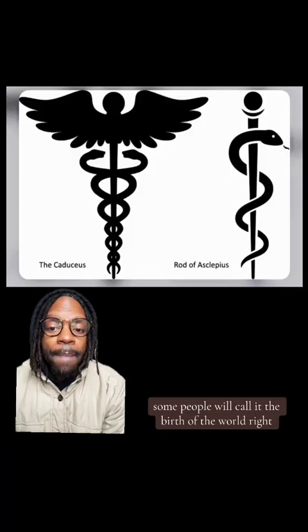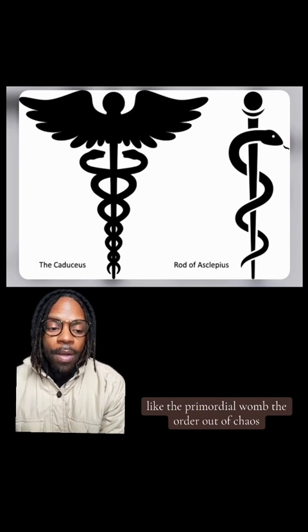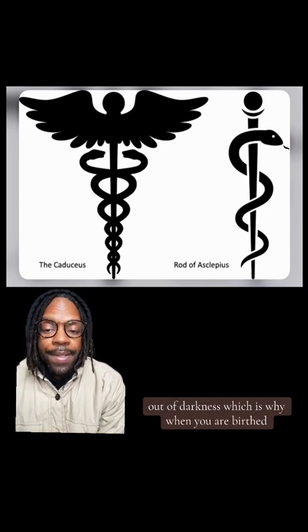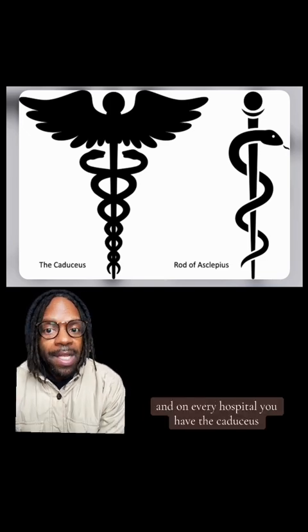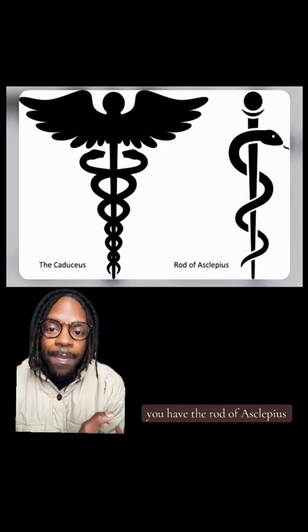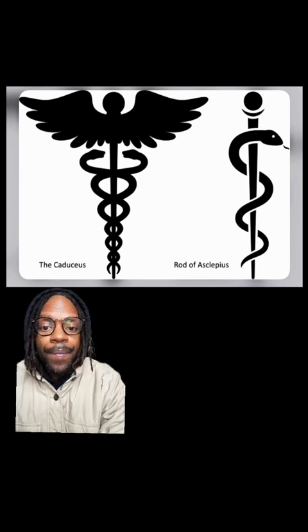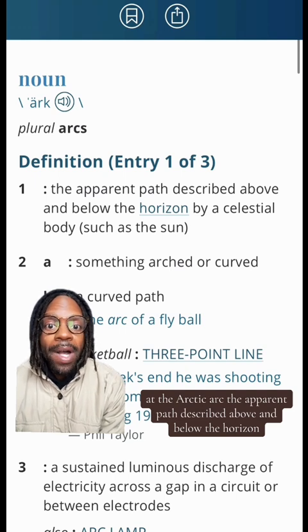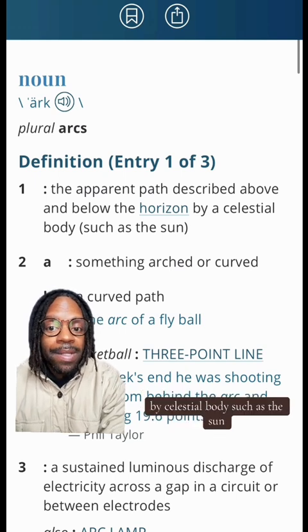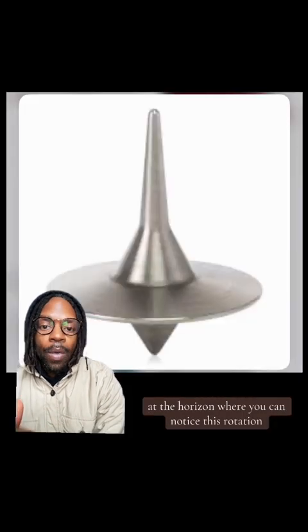Some people will call it the birth of the world, right? Like the primordial womb, the order out of chaos, out of darkness, which is why when you are birthed at a hospital, on every hospital you have the caduceus and the rod of Asclepius. And what this symbolizes is that pole at the Arctic. Arc, the apparent path described above and below the horizon by a celestial body, such as the sun. That's why the pole is in the Arctic, at the horizon, where you can notice this rotation.